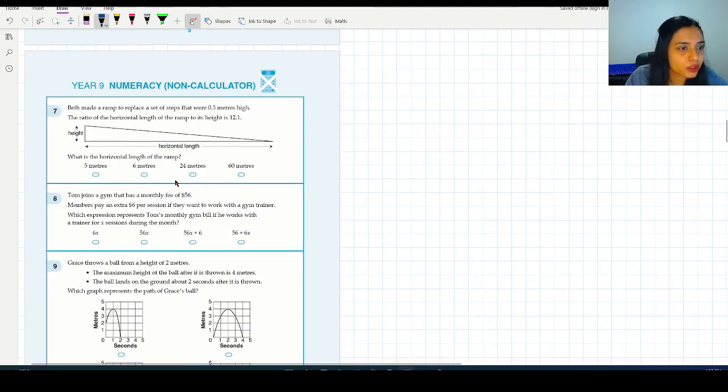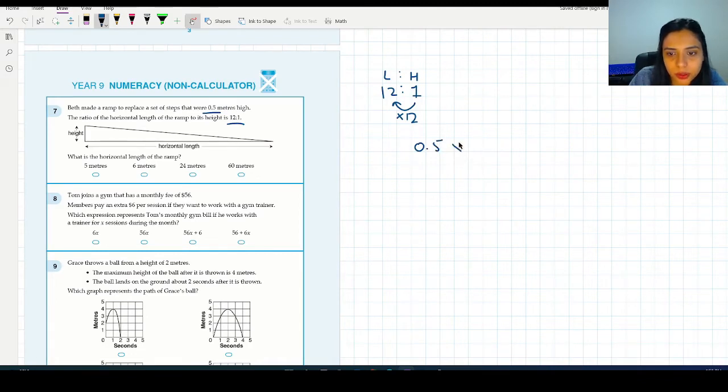Okay, let's move on to number 7. Beth made a ramp to replace a set of steps that were 0.5 meters high. The ratio of the horizontal length of the ramp to its height is 12:1. What is the horizontal length of the ramp? Okay, so this is the ratio of the length to height. So that means the length of the ramp is going to be 12 times whatever the height of the ramp is. And we're told it has a set of steps that were 0.5 meters high. So if our height is 0.5, the length is going to be that times 12, which is 6 meters. And that's this.